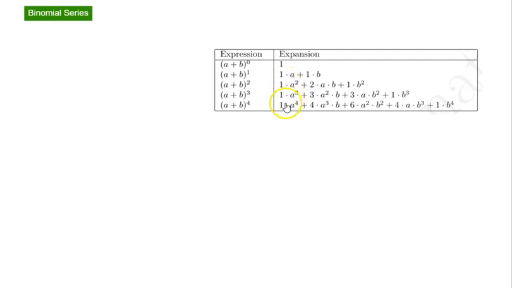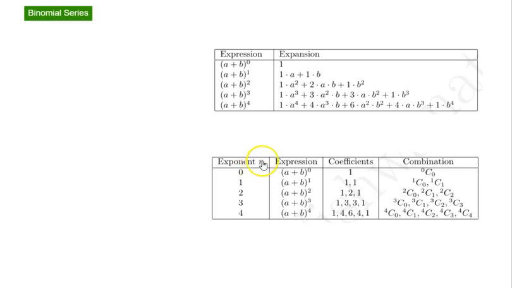Here, let's focus on the coefficients in the expansions. If the exponent is n, the expression is this, and the coefficients are listed below in a particular manner called Pascal's triangle. These coefficients are also written in the form of combinations. Let's very briefly figure out how this combination form helps us in figuring out the coefficients.